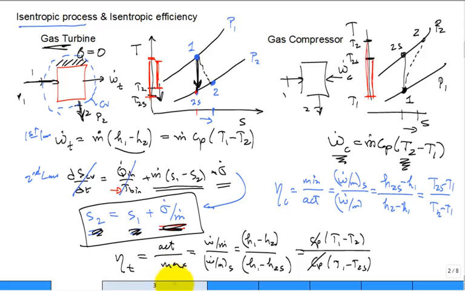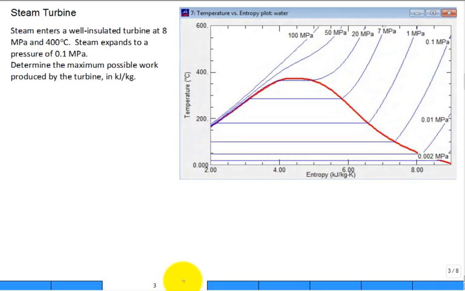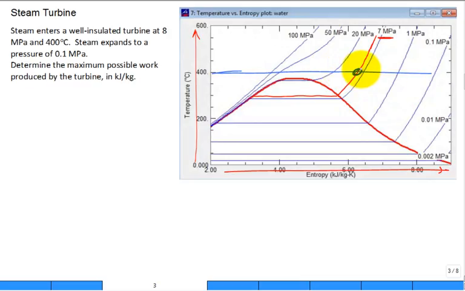What about a steam turbine? Well, we can almost just analyze it. Let's say we have a steam turbine, it's well insulated, it comes in at 8 megapascal, 400 degrees C. Can you find that point on a temperature entropy diagram? Well, we find 8 megapascal. Here's 7 megapascal, so 8's a little above it. That's a line of constant pressure. And it's coming in at 400 degrees C. There's 400 degrees C. So right there is state 1. Isn't that state 1, coming in?